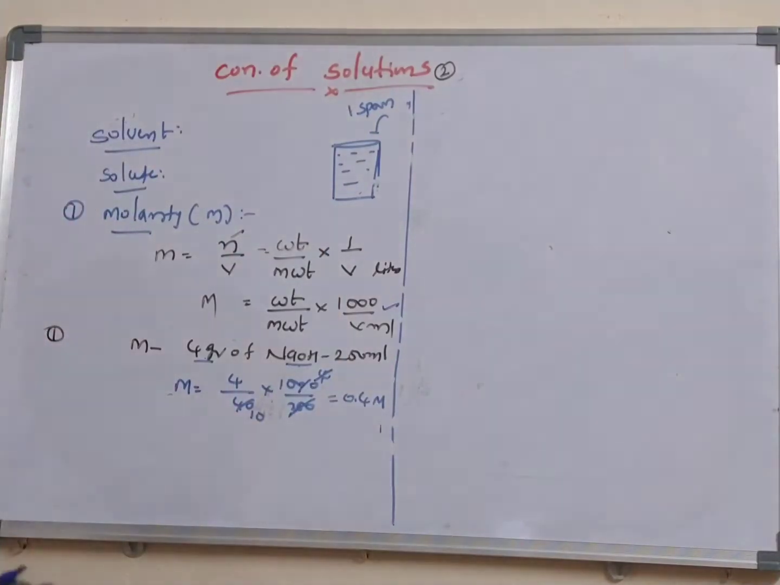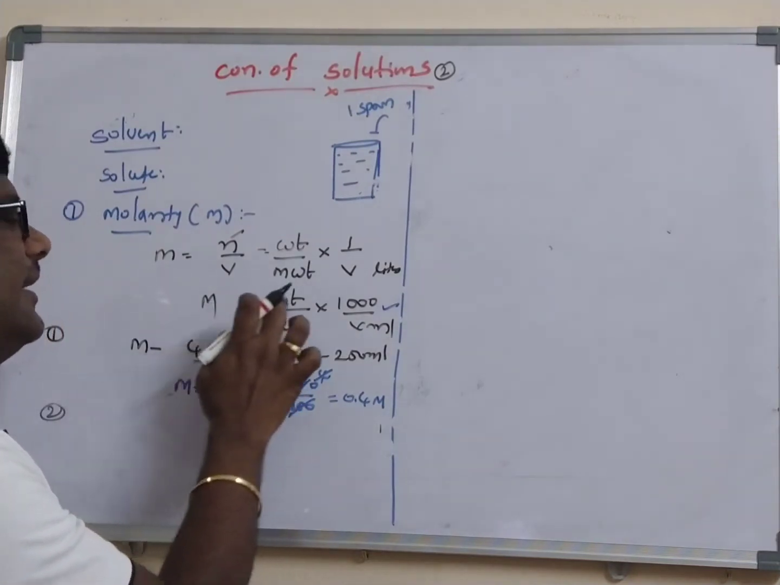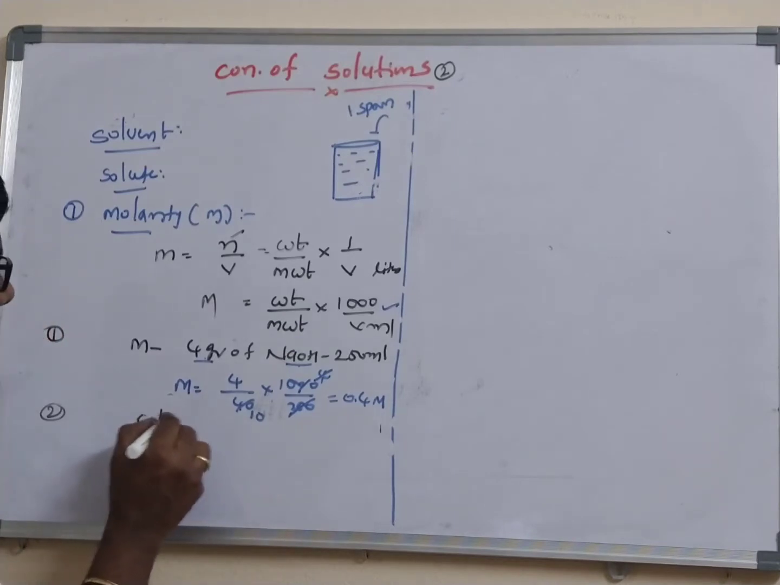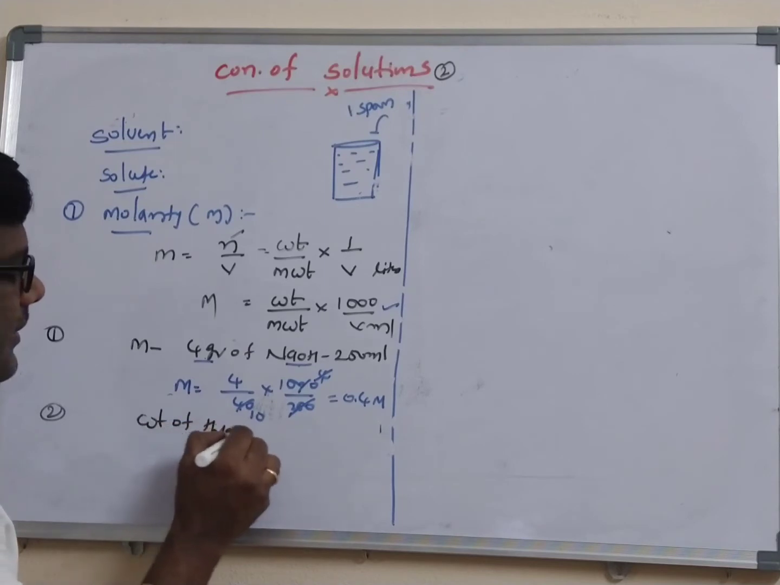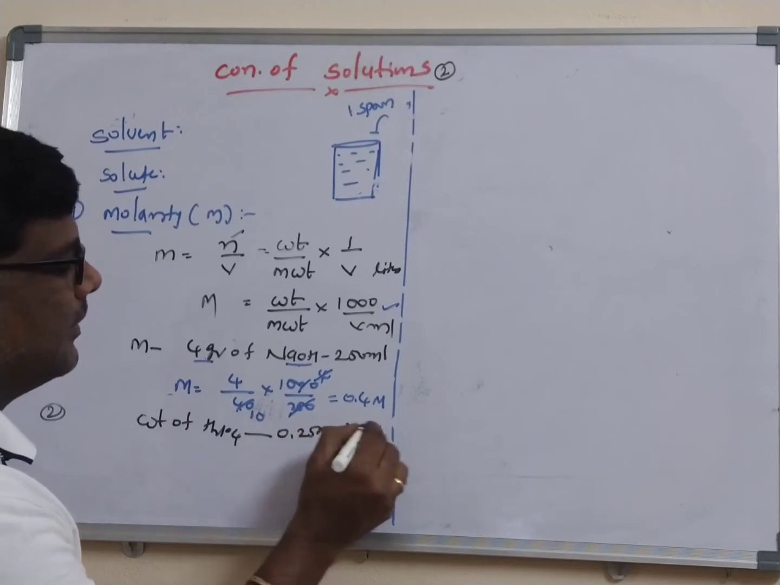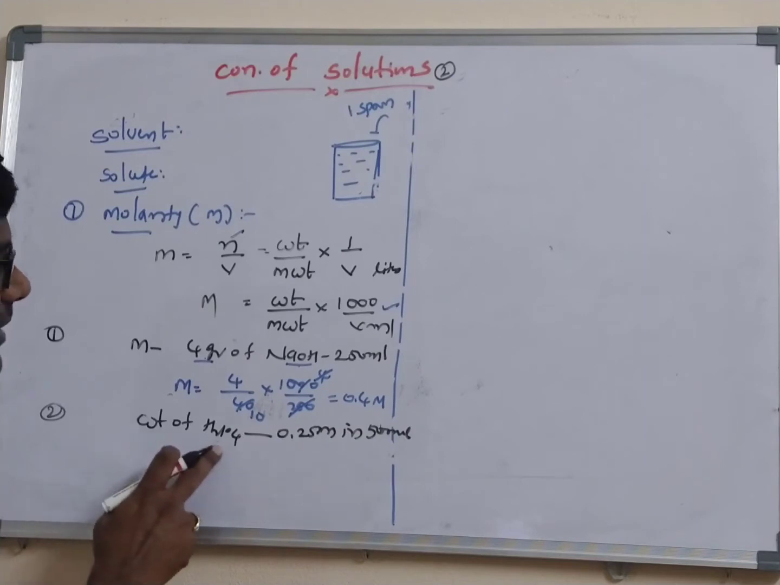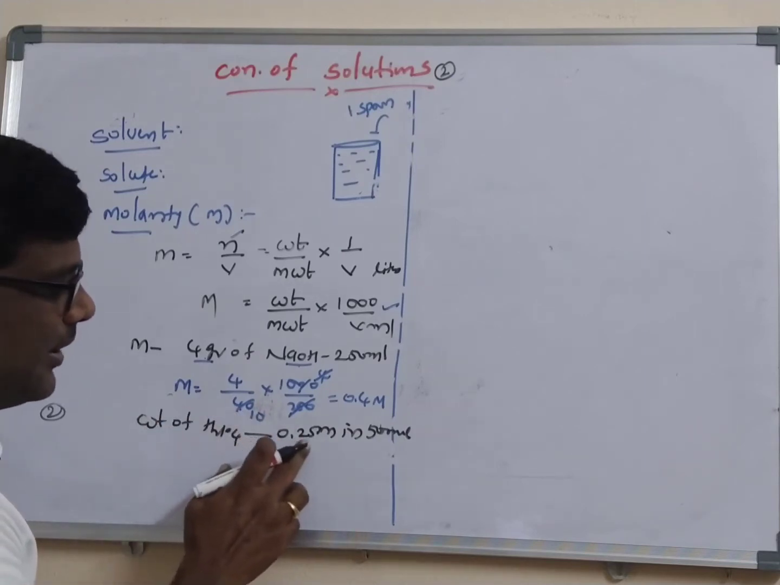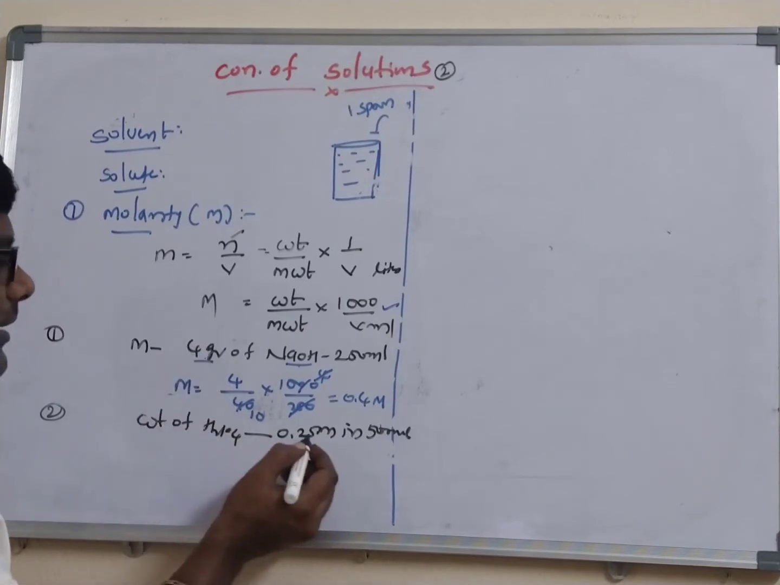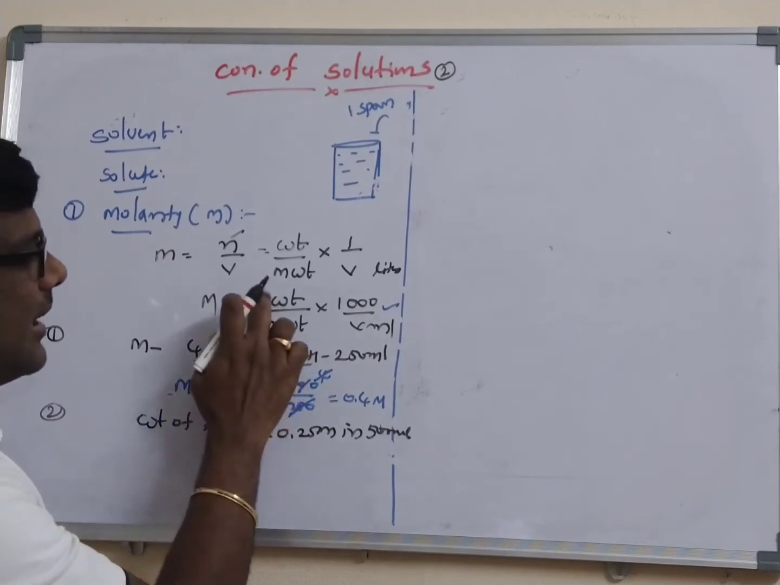Now, what is the second problem? In the second problem, he gives you the molarity and asks you to calculate the weight. Let us take it. Calculate the weight of sulfuric acid required to prepare 0.25 M in 500 ml solution. Once again, calculate the weight of sulfuric acid required to prepare 0.25 M in 500 ml. What is given? He gave the molarity. So M is given. The weight of the sulfuric acid you have to calculate.